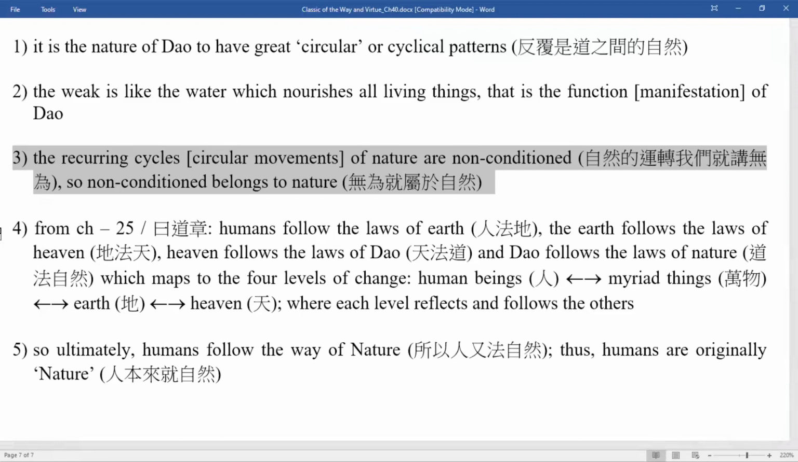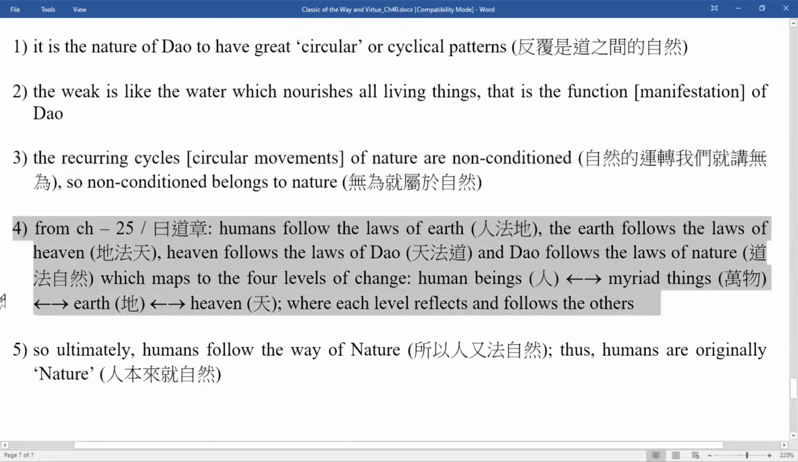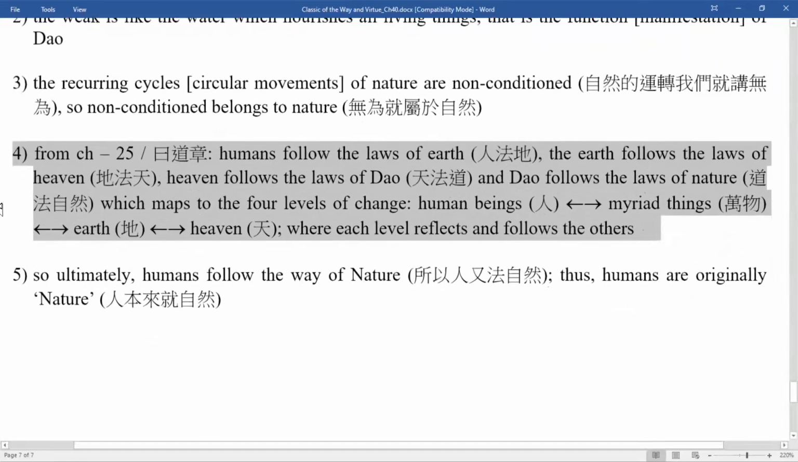属于, right, 自然属性. So from chapter 25, it says humans follow the laws of the earth, the earth follows the laws of heaven, heaven follows the laws of Tao, the Tao follows the laws of nature, which maps to the 4 levels of change. Human beings mirror the earth, the earth mirrors the heaven, so each level reflects and follows the others. So ultimately humans follow the way of nature.